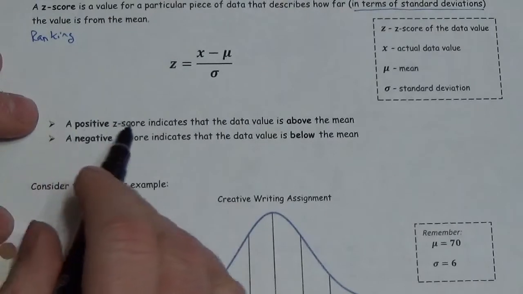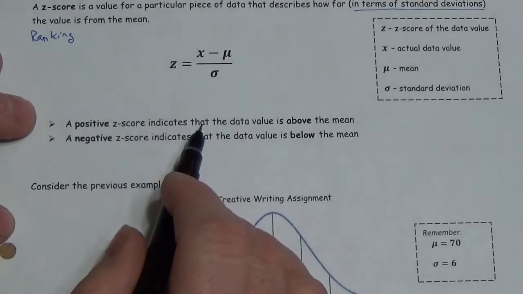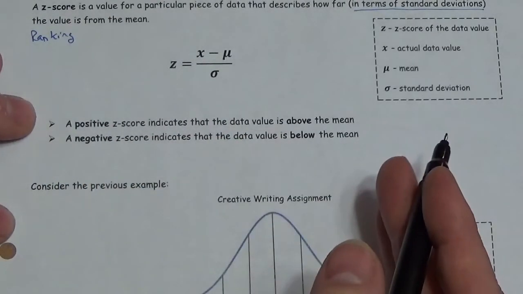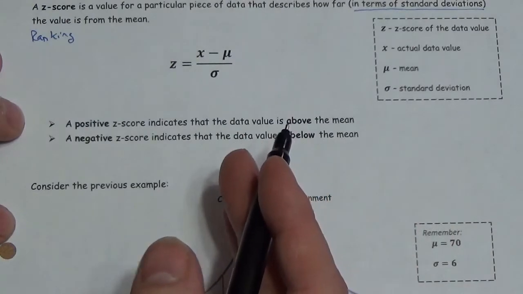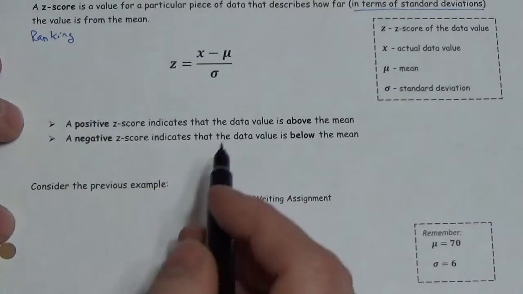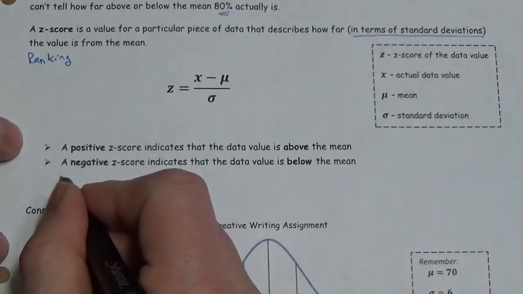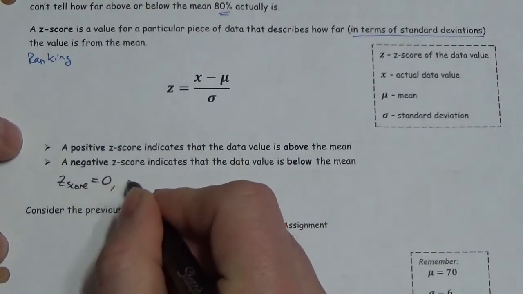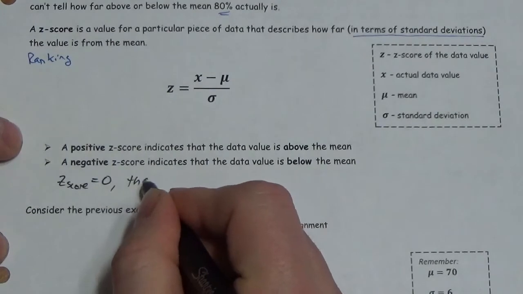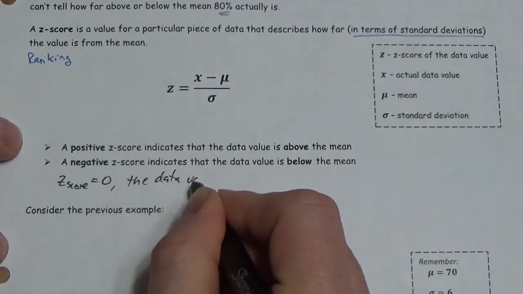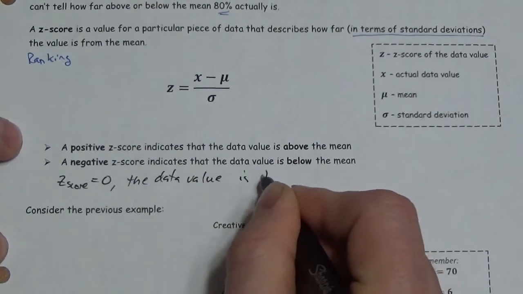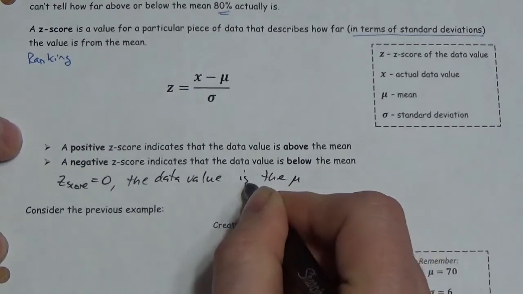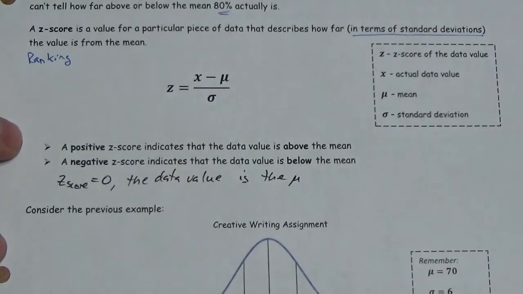So a positive Z-score indicates that value is above the mean. A negative Z-score would mean that you're below the mean. If your Z-score is equal to 0, that means the data value is the mean. It's right on top of the mean.